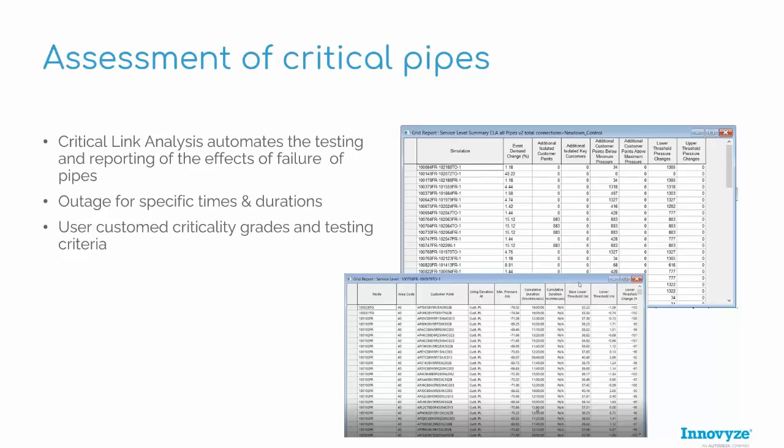So we can get a full network assessment of our most critical pipes, and this will be one of the case studies we'll touch on towards the end. But it can really help identify those pipes which are necessary potentially for resilience work or for rehabilitation schemes.